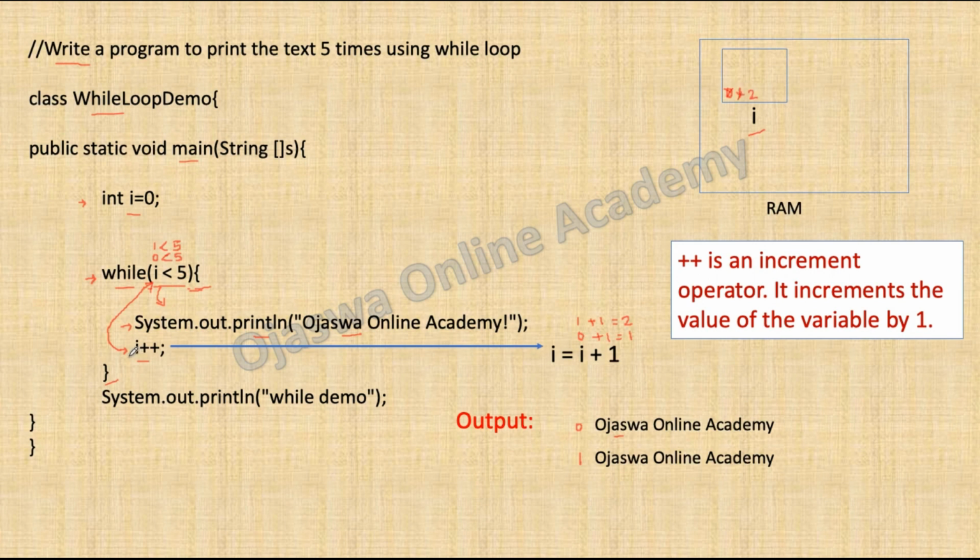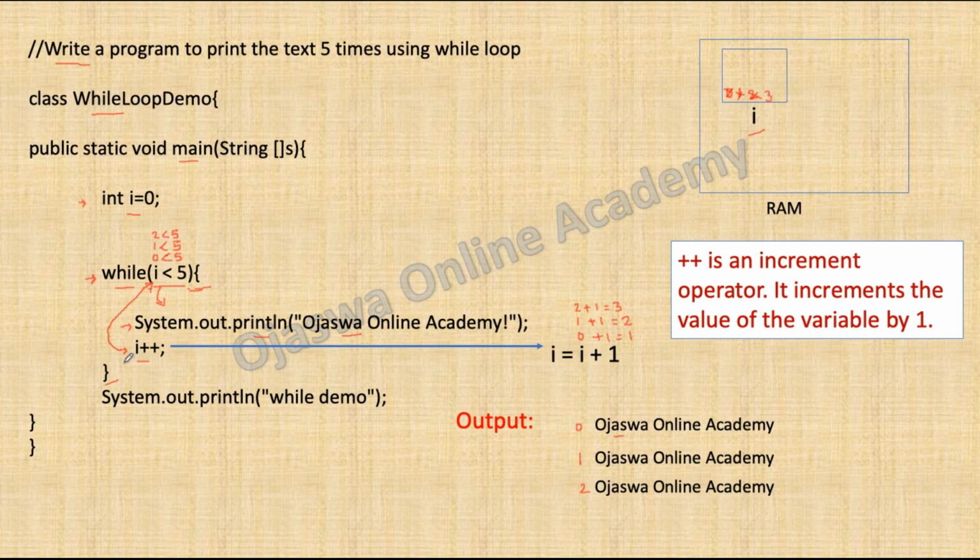After i++ is executed, the control of the program goes to the condition statement and the condition is checked. The value of i is 2, less than 5. The condition is true. Hence control of the program will come inside the loop. It will execute System.out.println and the text is printed to the console. Now the text is printed for the third time when the value of i is 2. i++ is executed. The value of i is 2 plus 1 equals 3. Now the updated value of i is 3. Hence inside the memory, the value of i is replaced with 3.